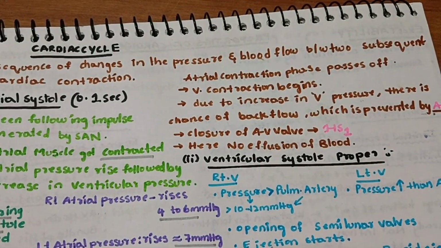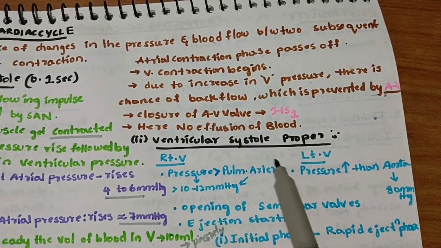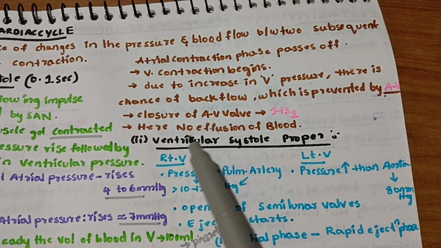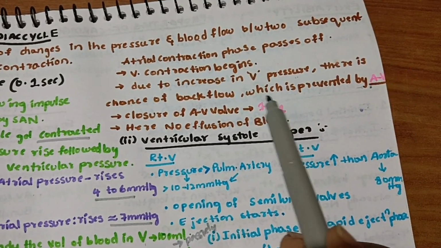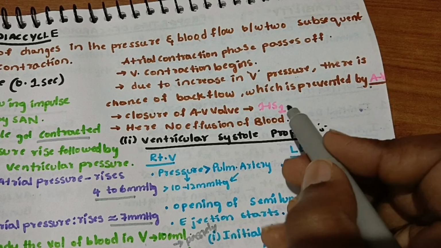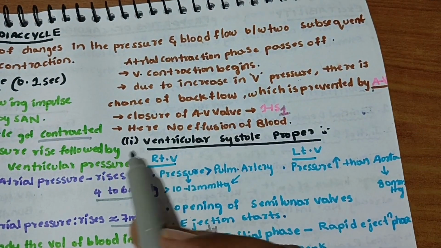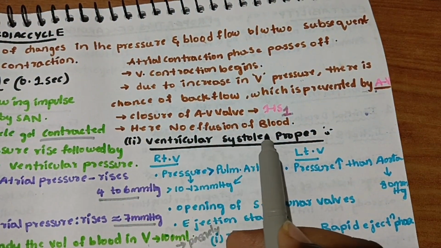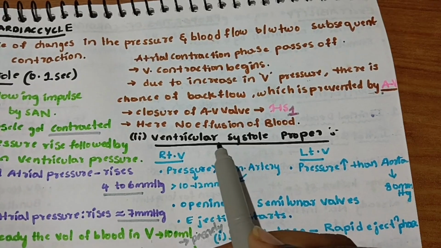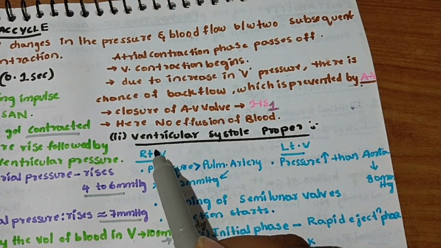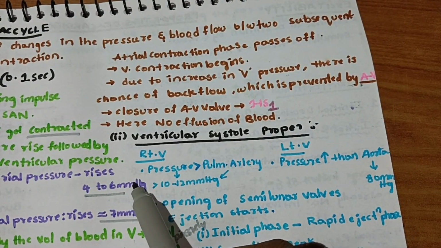Producing what? Heart sound 1. The closure of the AV valves leads to production of heart sound 1. And here there is no ejection of blood. There is no flow of blood into the atria or any vessel, aorta or pulmonary artery.